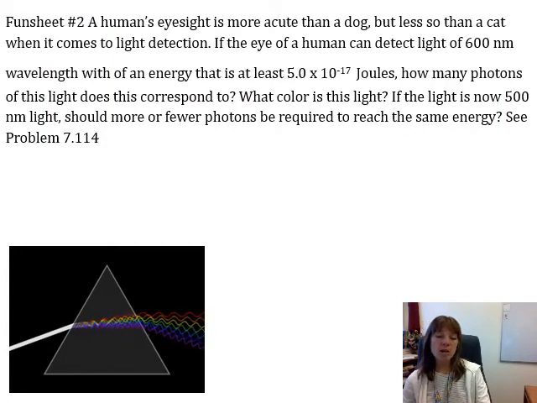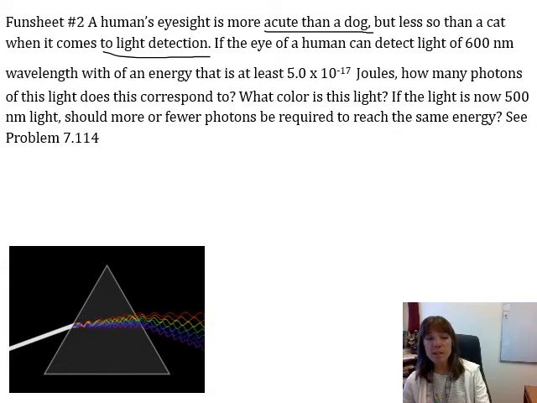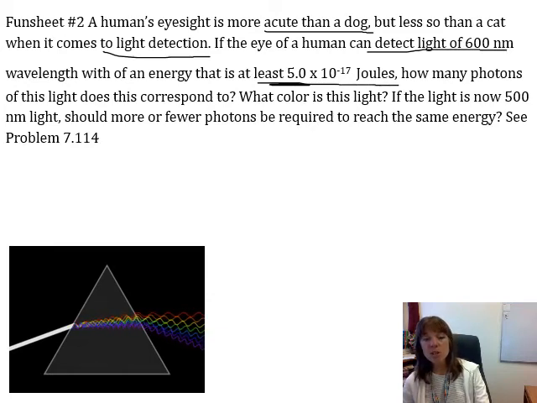So let's work on our fun sheet. Fun sheet number 2 is talking about a human's eyesight, and that is actually more acute than a dog, but less so than a cat, because as far as light detection, a cat can really see fewer photons than a human can. But if a human can detect light of 600 nanometers wavelength with an energy that is 5 times 10 to the 17th joules, how many photons of this light does this correspond to?